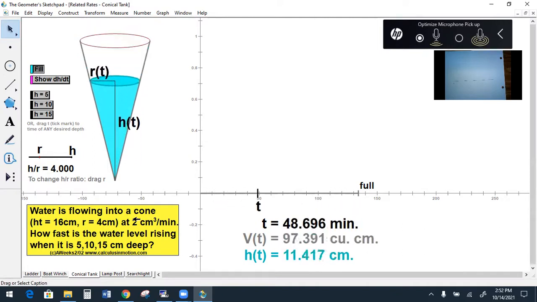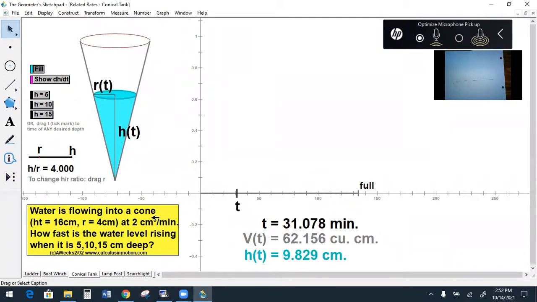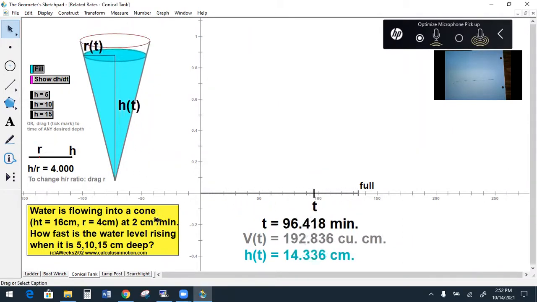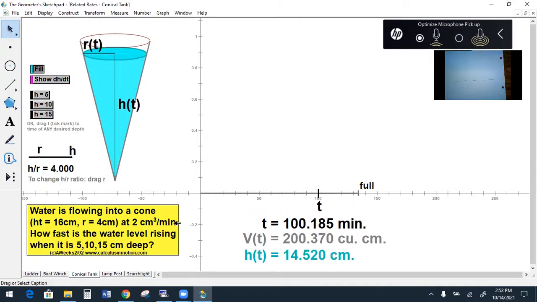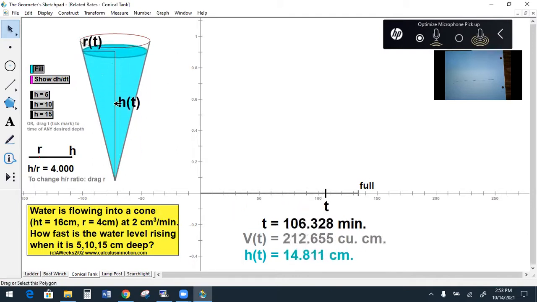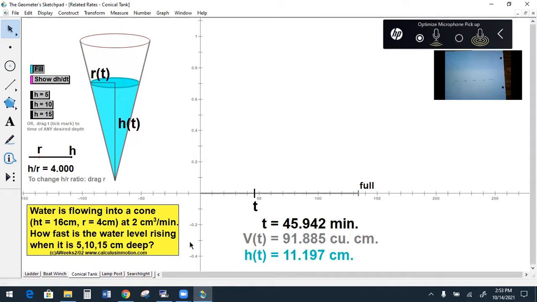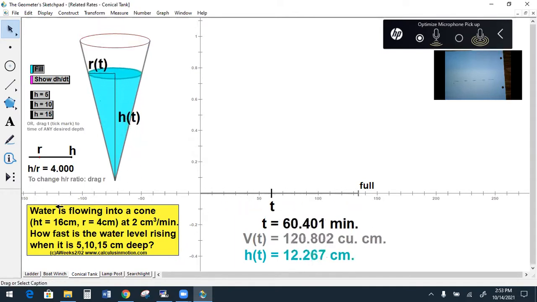The water is flowing in at this rate. You get a huge clue right here. It's centimeters cubed per minute. That's a volume rate. All right, squared is area, cubed is volume. That's a rate of change for the volume of the water. They don't give the volume of a cone here, but that would be provided to you. I would give you that, okay?